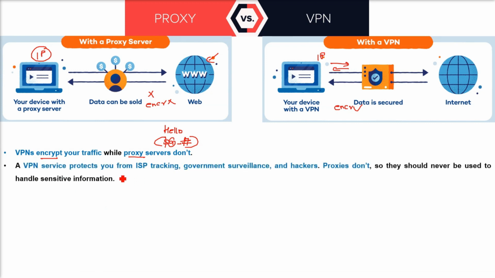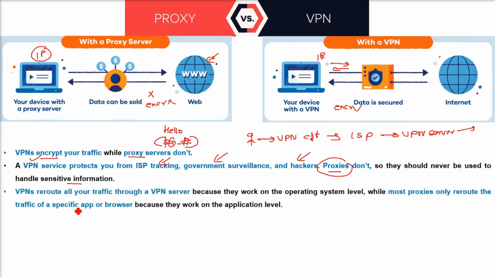VPN service protects you as a user from ISP tracking, from government surveillance and hackers. If you are a user, you have to go to a VPN client. You will connect to a VPN client first. Then it will connect to the ISP, internet service provider, and there will be a VPN server, and that VPN server will connect with the internet. So it can be any tracking, any surveillance by the government or non-government people. You will be able to protect yourself and your data, but proxies don't. So they should never be used to handle sensitive information. Only use VPN if you have very sensitive data to be secured.